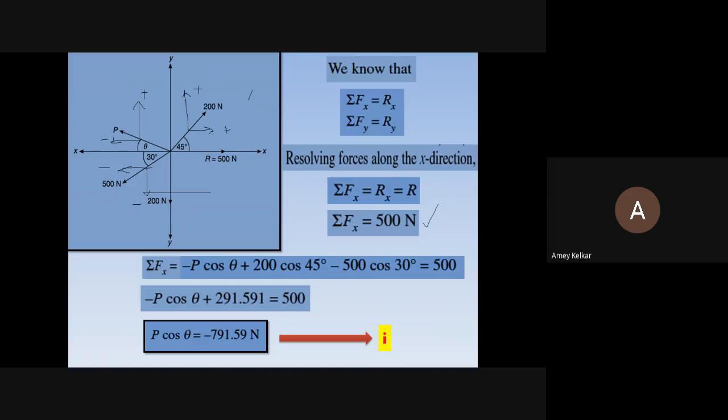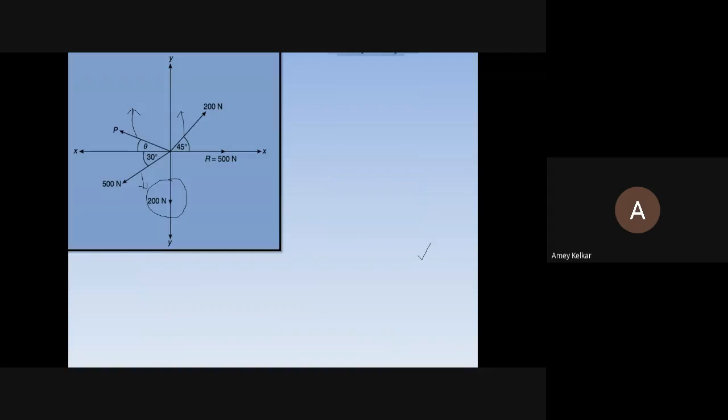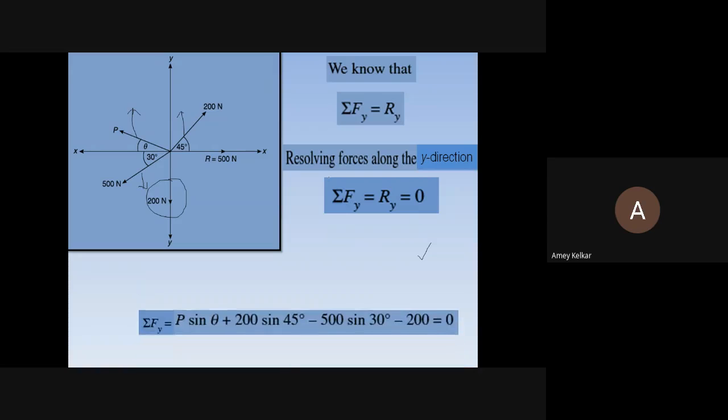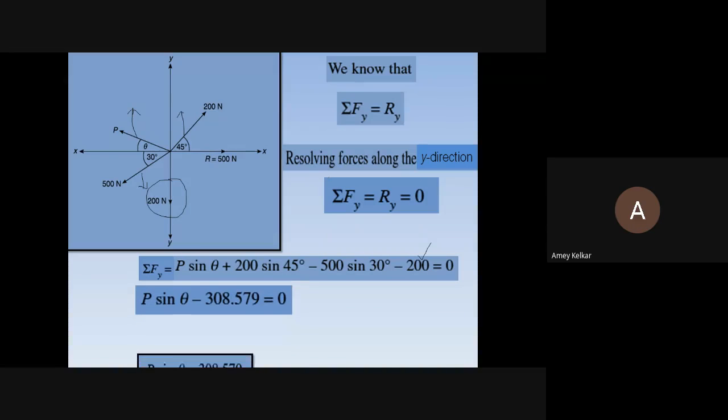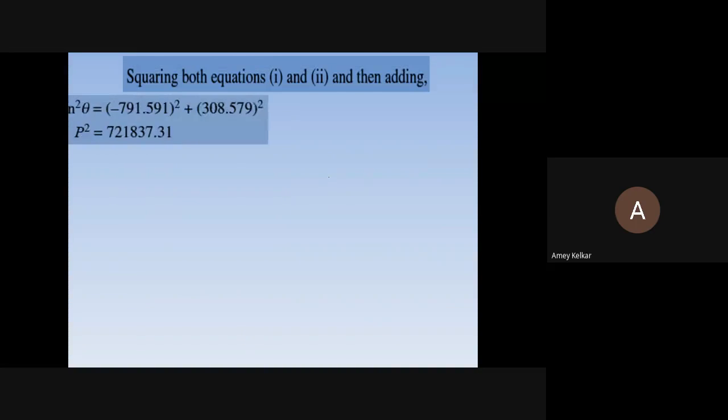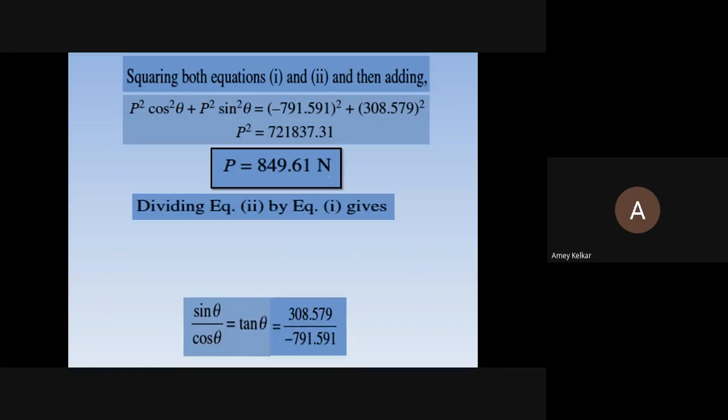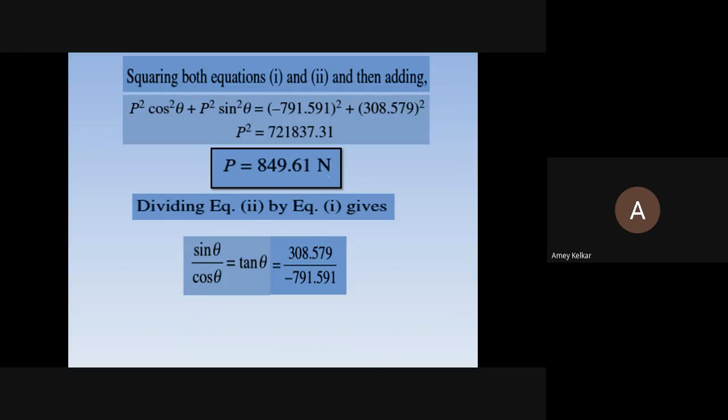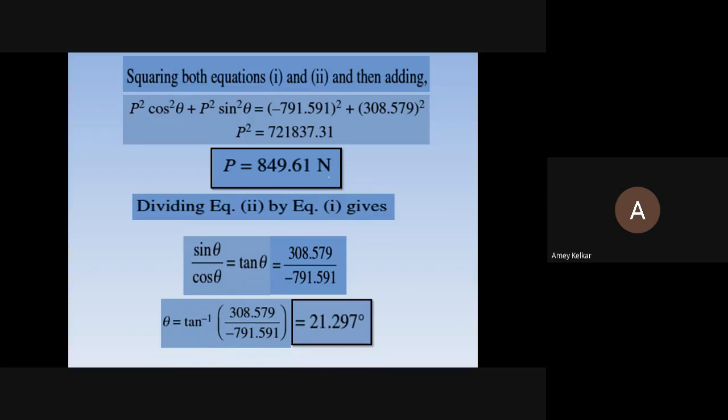We get equation number 1, P cos theta is equal to minus 791.59, and equation number 2, P sin theta is equal to 308.579. So once we get equations 1 and 2, we use our basic approach: squaring equation 1 and equation 2 and then adding, we get the value of P. Dividing equation 2 by equation 1 gives us the value of theta. So this is how we approach this example.